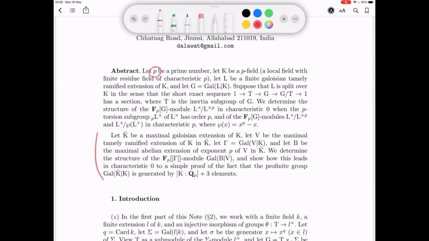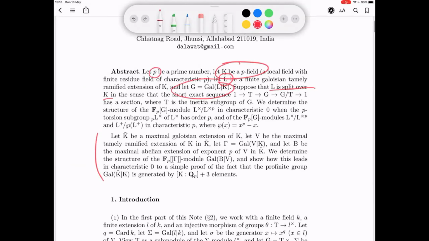So P, as you know, is a prime number. K is a P field, which means a local field with finite residue field of characteristic P. And L is a finite Galois extension. G is the Galois group of L over K. Suppose that L is split over K. And what does that mean?